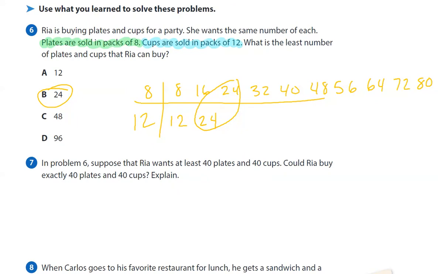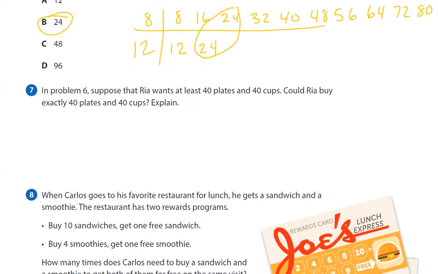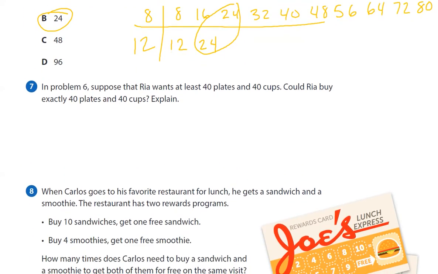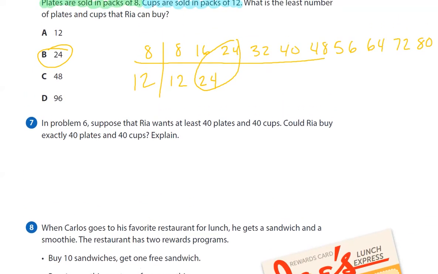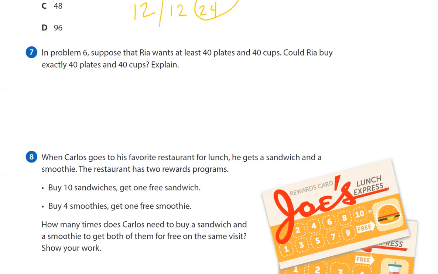She would have to buy 24 of each. Hopefully she has at least 24 friends coming. Or maybe not. Maybe they need extras. Who am I to say? I'm not judging. Number 7. You can judge me though, because apparently I can't read numbers.